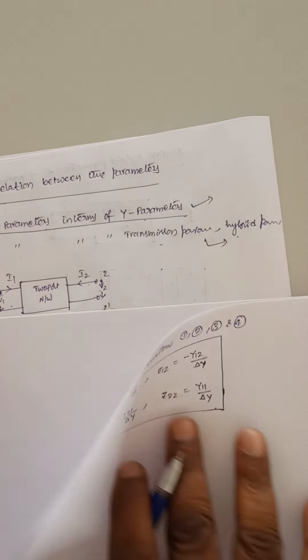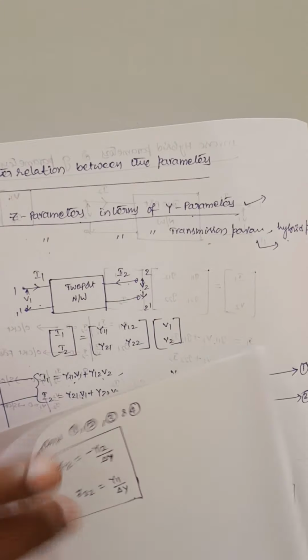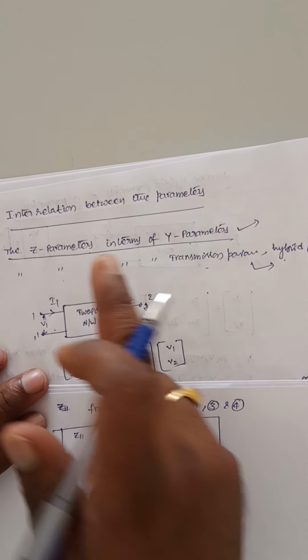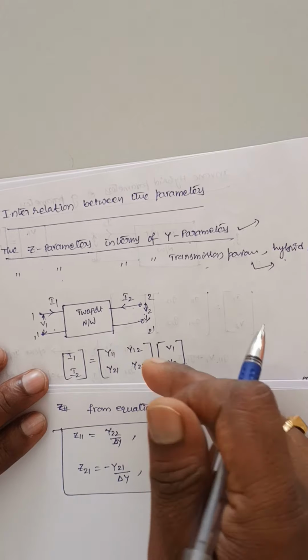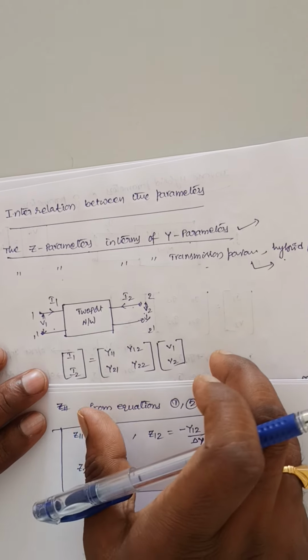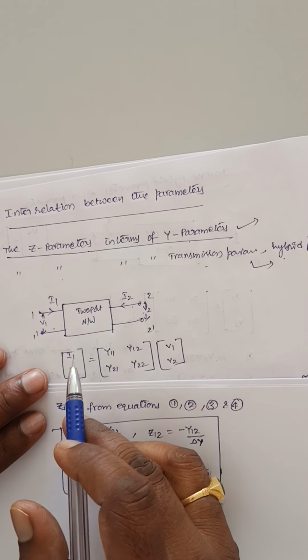So it is having one type of method. So this is the method. We need to follow this method to find out the relation between one parameter and the inverse of that parameters.